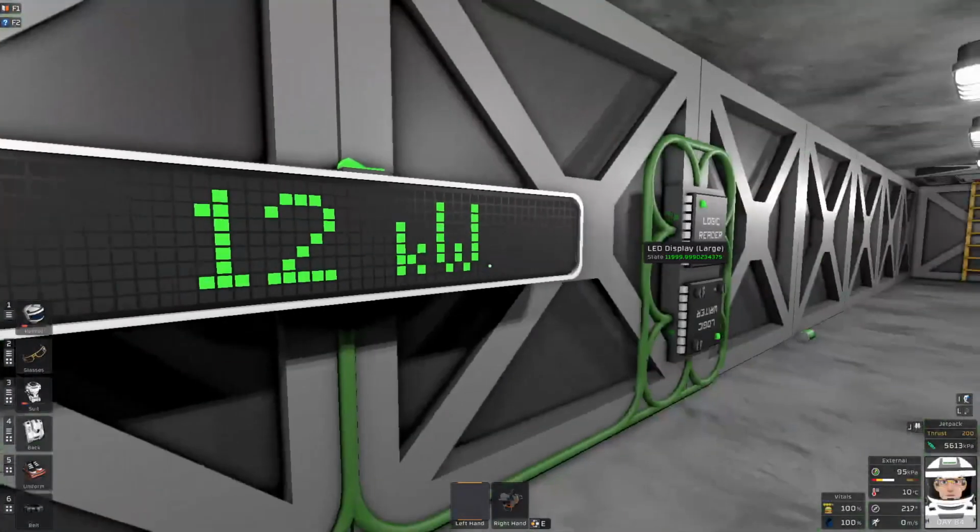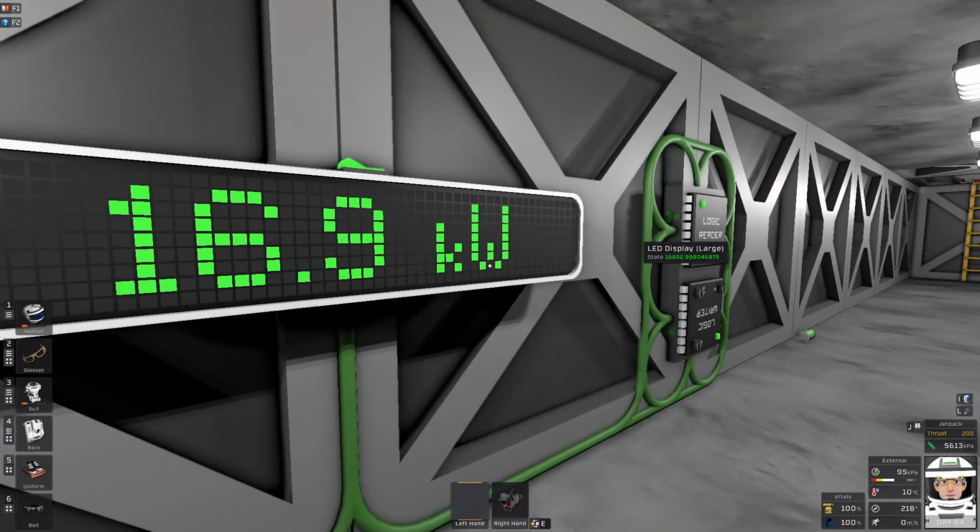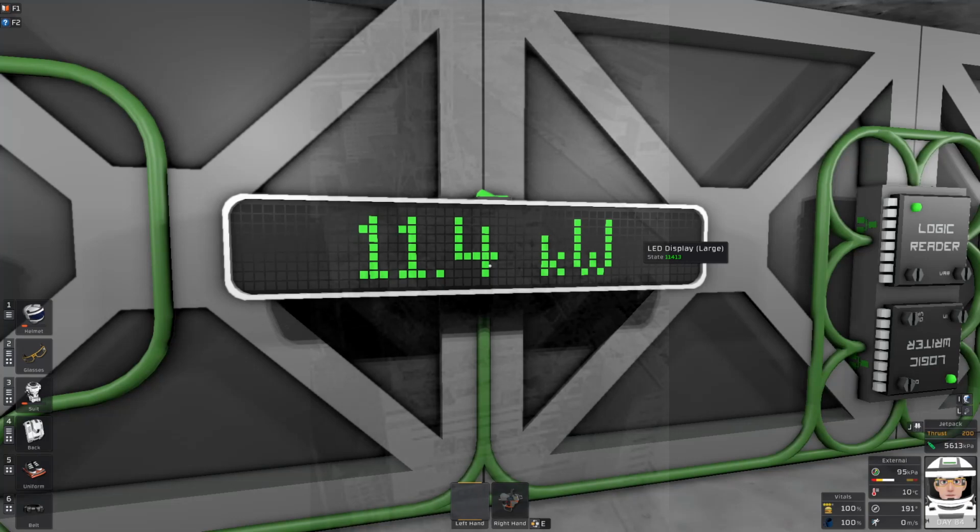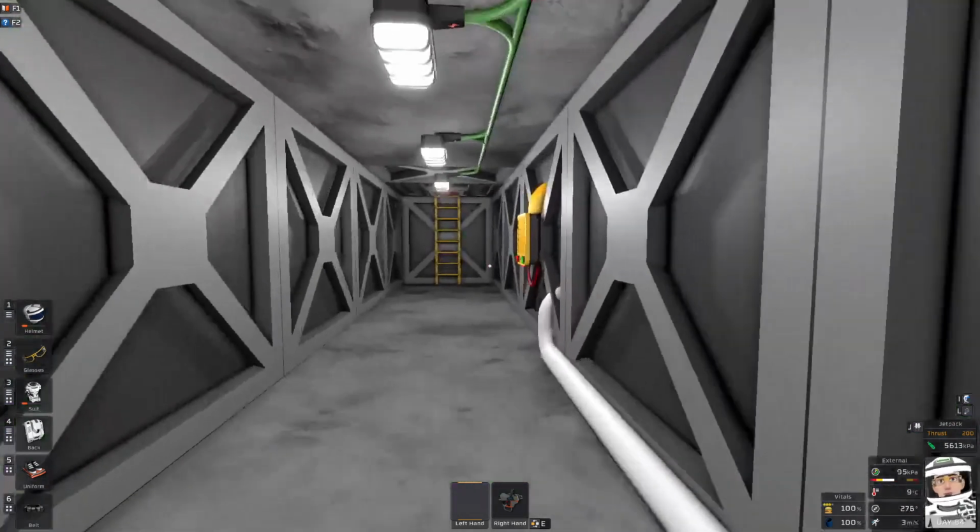12 kilowatts, really? Exactly. Oh, well, okay, I don't think that should be happening. Anyway.